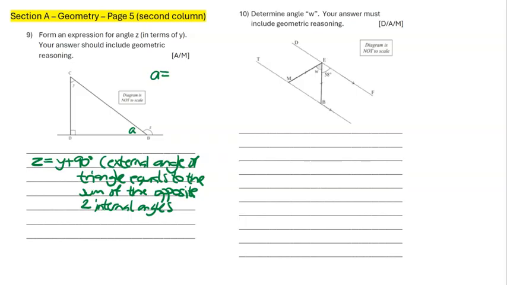So that means A would have been equal to 180 minus the other two angles. So minus 90 minus y. And that there would get you to 90 minus y. Now that you've got A, don't forget your reasoning if you're doing this method.